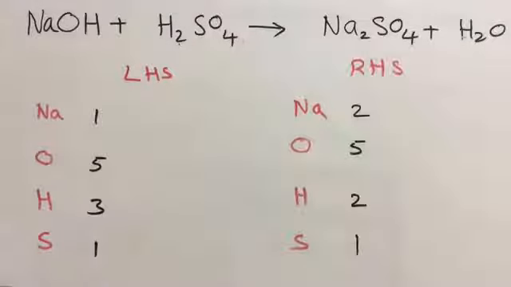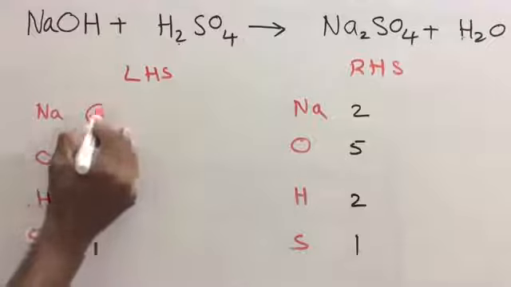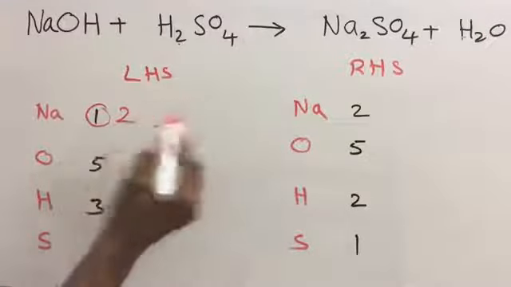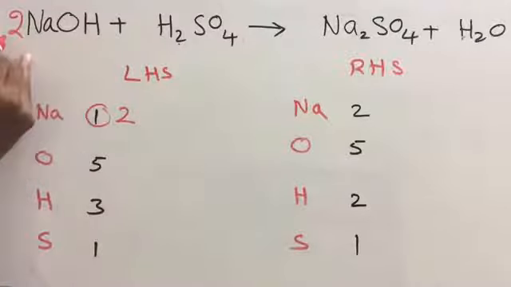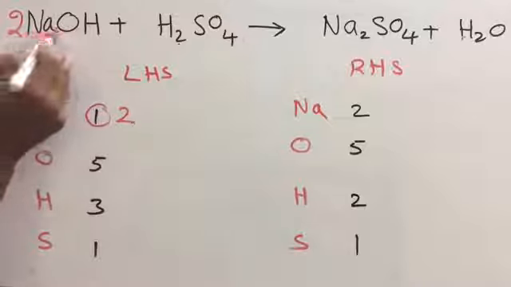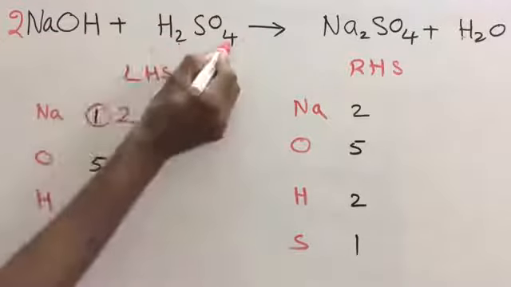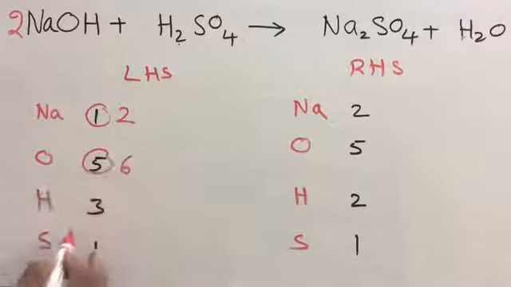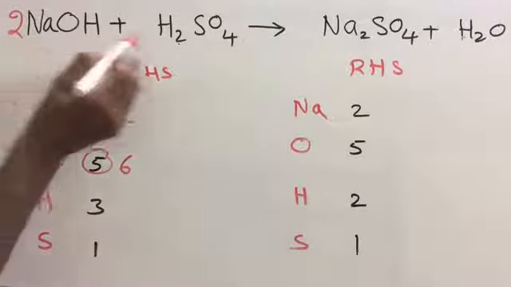Now let us balance. On LHS you have 1 sodium here, on RHS 2, so we have to multiply with 2 so that they balance. So I am writing 2 here, so 2 Na, but the number of oxygen changed now. So here 2 oxygen and here 4, so total number of oxygen will be 6 and hydrogen 2 and 2, 4.